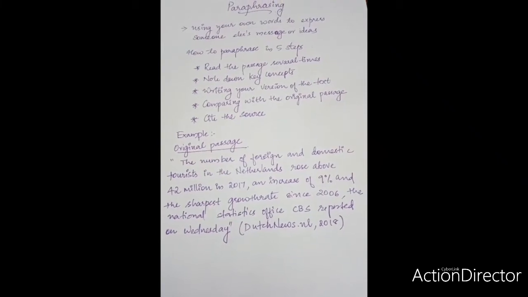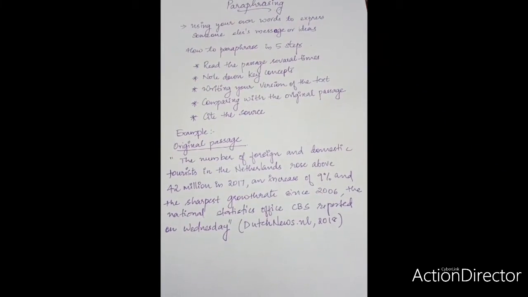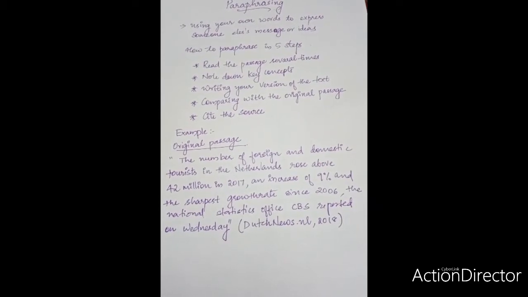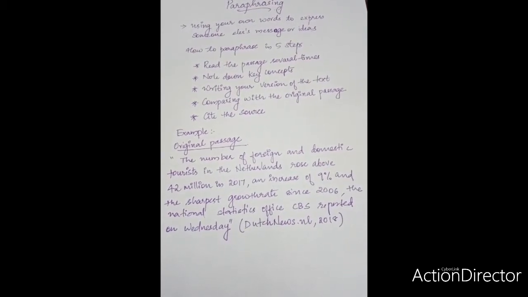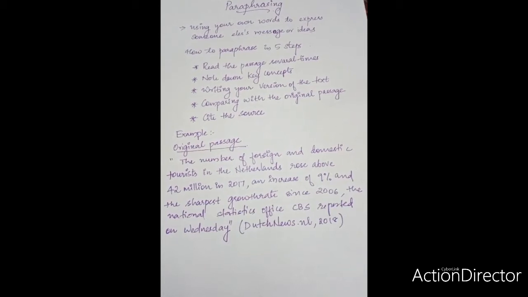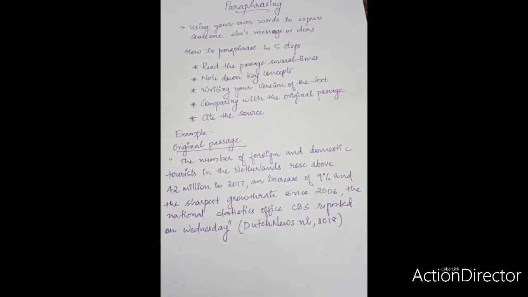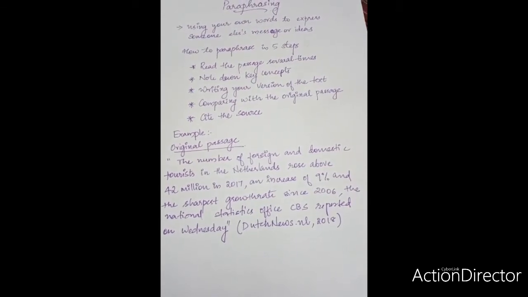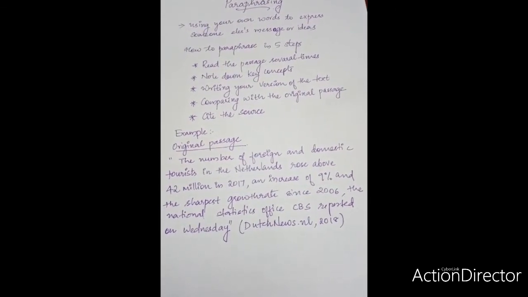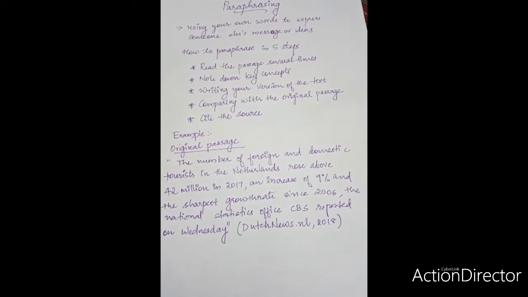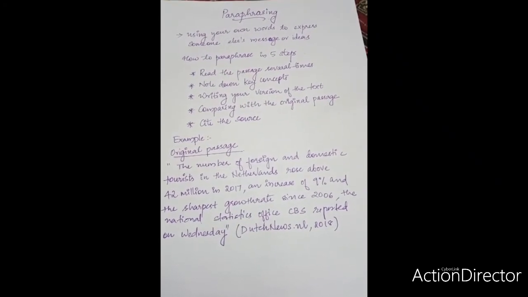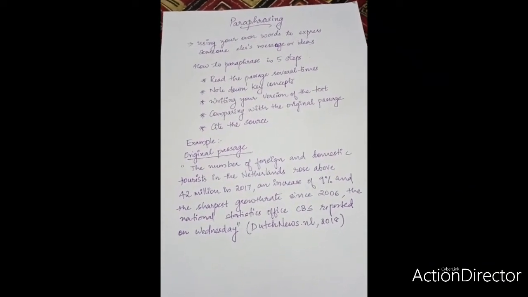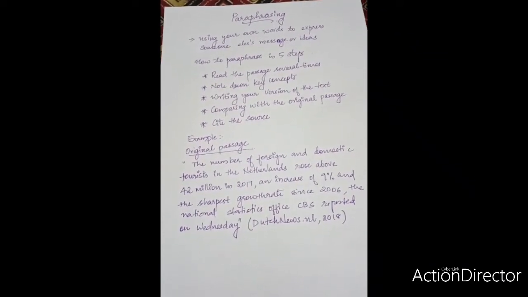Say for example, you can see this is the original passage. The number of foreign and domestic tourists in the Netherlands rose above 42 million in 2017, an increase of 9% and the sharpest growth rate since 2006, the National Statistics Office CBS reported on Wednesday. Dutchnews.nl, 2018. So this is the original passage.